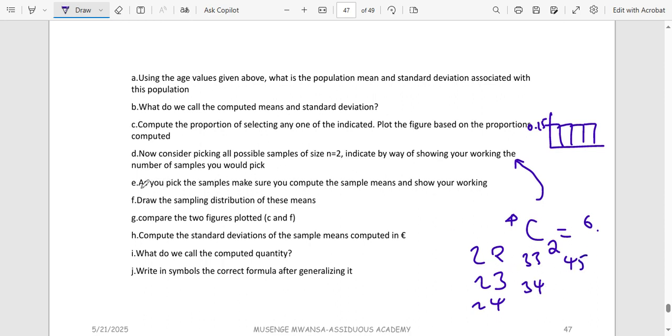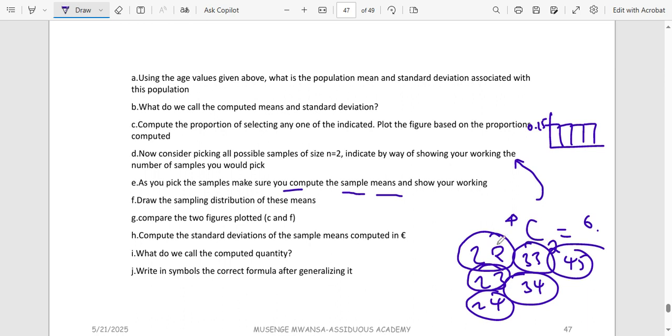As you pick the samples, make sure you compute the sample means and show your working. So find the mean for these two, the mean for these two, the mean for those, the mean for this, the mean for this, the mean for these two. So just add the two numbers, divide by 2, just like that. Draw the sampling distribution of the means. If you find the sample means, the graph you should find should be something like that. And then compute the standard deviation of the sample means. Let me just show you how the graph is appearing.